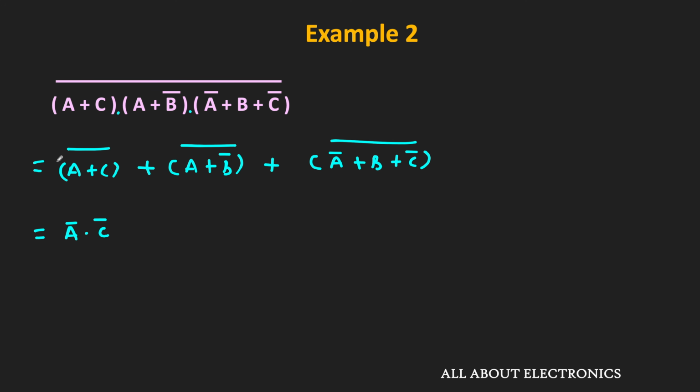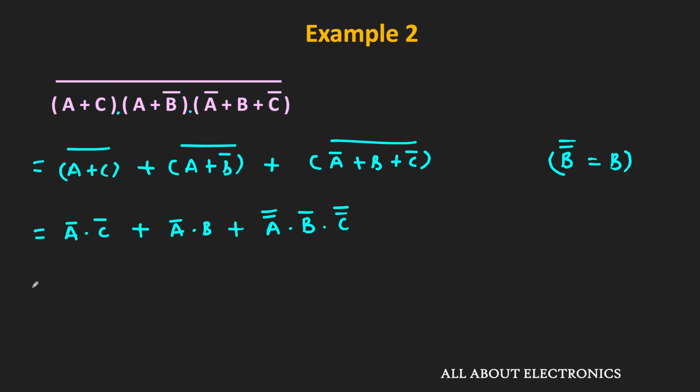So basically, we have given this bar to the individual variable and this OR operation got converted into the AND operation. Likewise, this (a plus b bar) whole bar can be written as a bar dot b, because this b double bar is equal to b. And likewise, this (a bar plus b plus c bar) whole bar can be written as a double bar dot b bar dot c double bar. So once again, we have given this bar to the individual variable and we have also changed this sign.